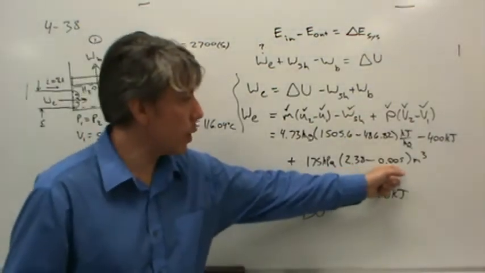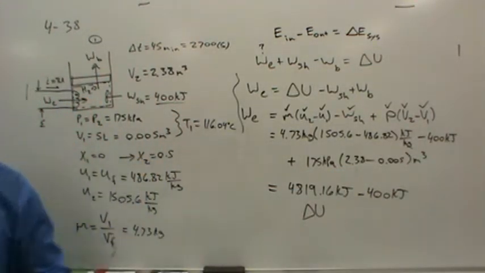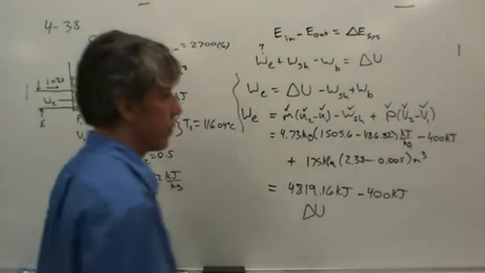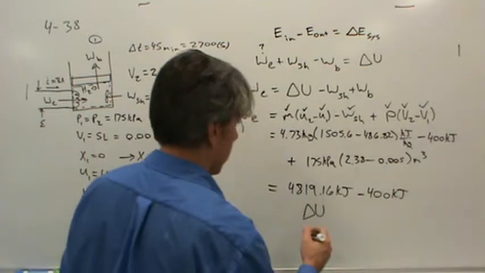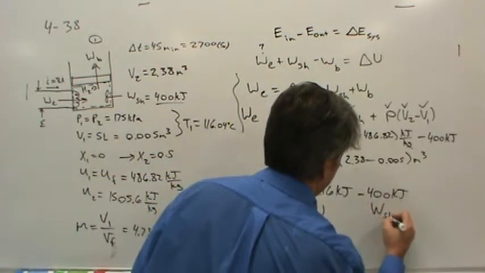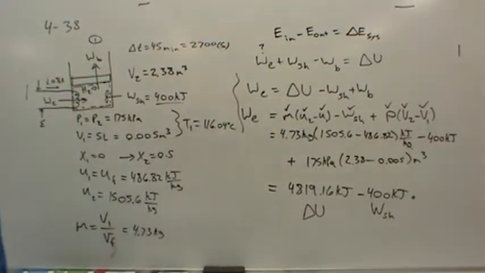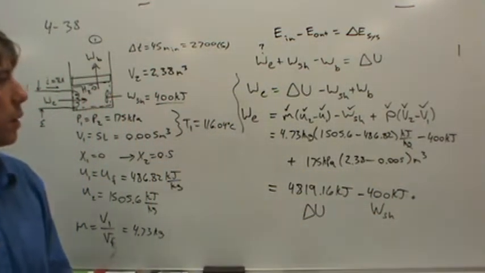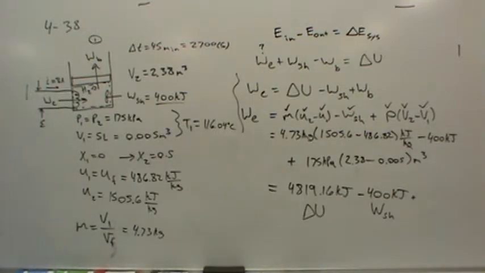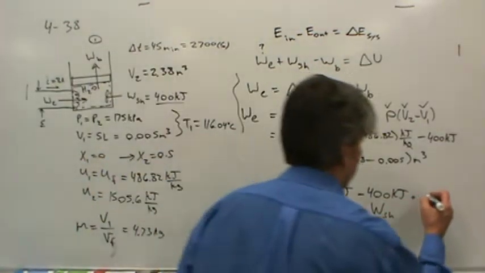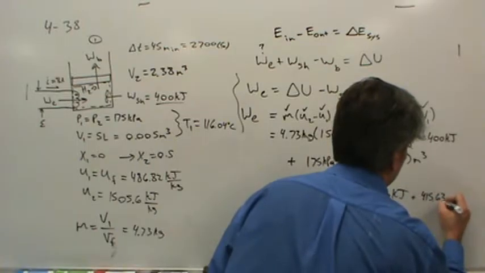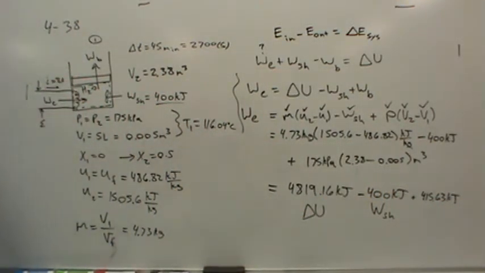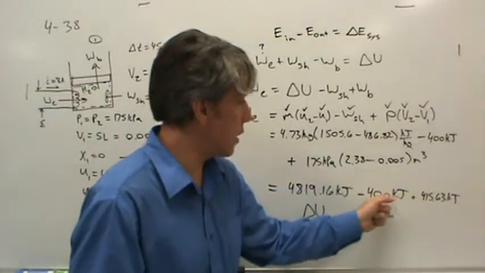What about the last term? What about the boundary work? What about the withdrawal that came out? So this is the shaft work. How much is 175 times this difference? 415.63. Thank you. You see how the shaft work essentially just went out as boundary work? See how they're about the same size?